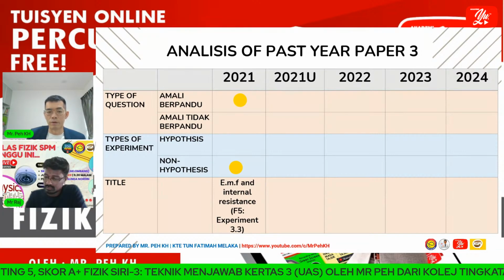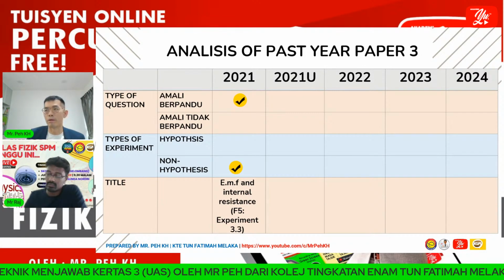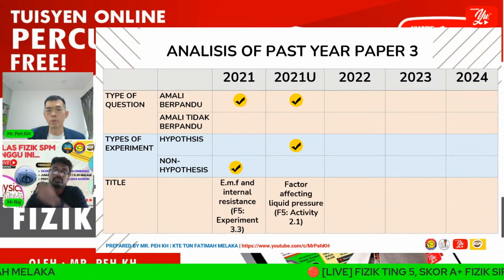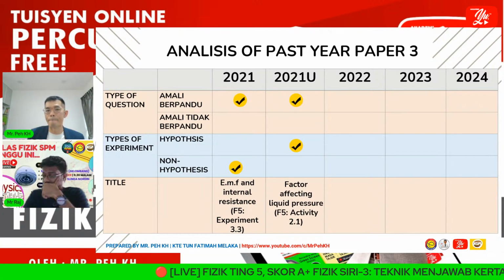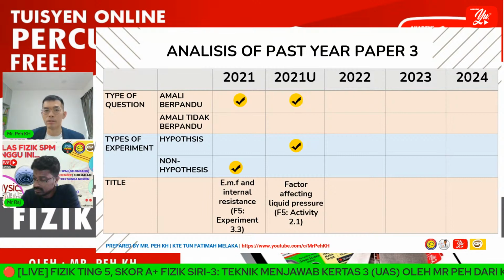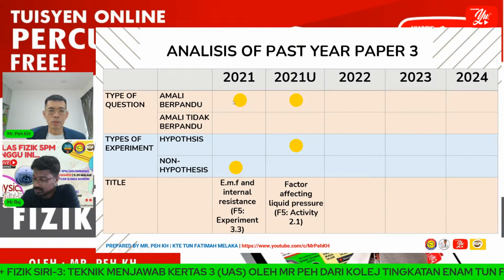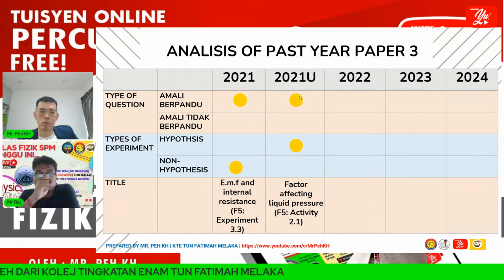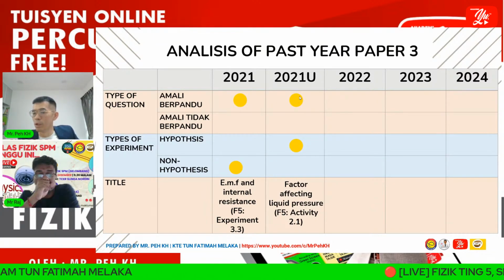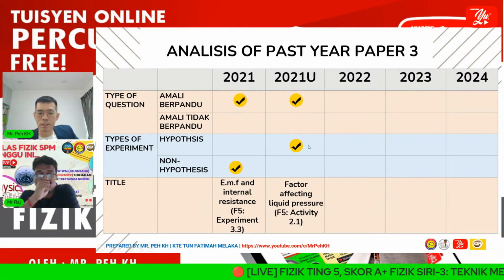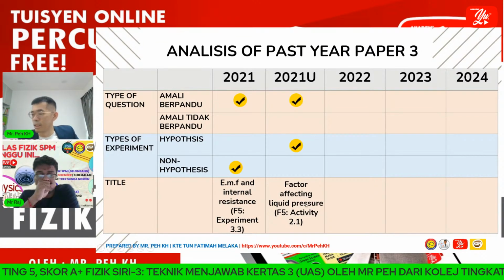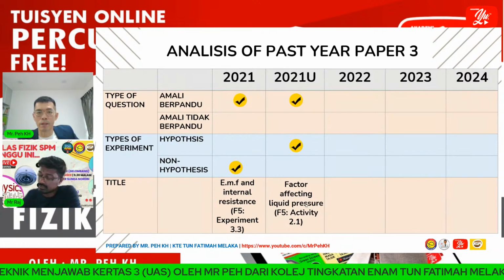For reference, you may refer to experiment 3.3. So the student needs to plot a graph and find the gradient and also the y-intercept. Then for the 2021 repeat, because that year we had MCO, we had two sittings for our SPM. The type of question here is also amali berbantu, and the experiment is a hypothesis experiment related to Form 5 Chapter 2, factors affecting liquid pressure. So this is a past question that has already come up.